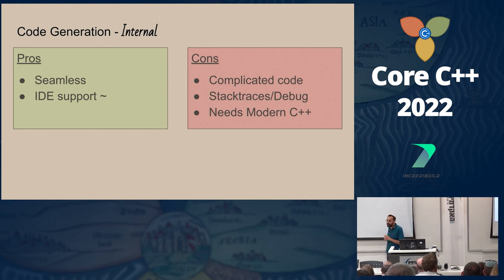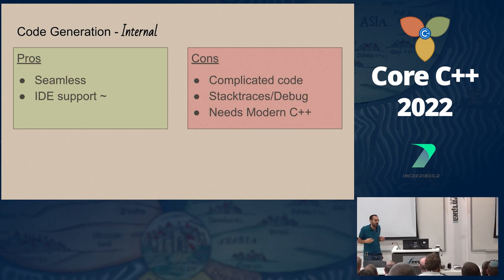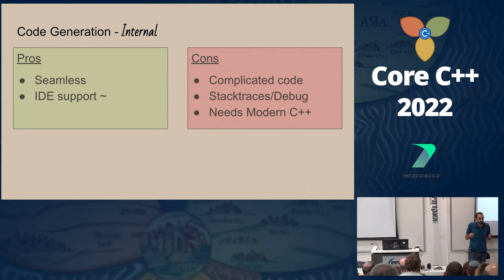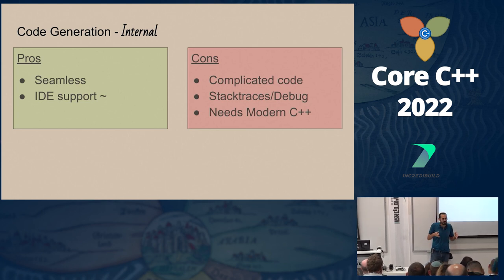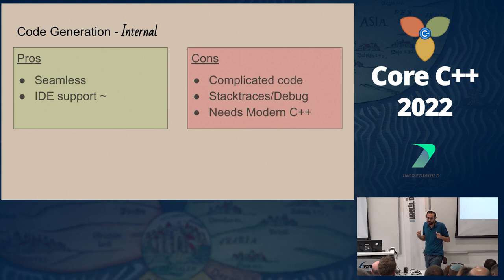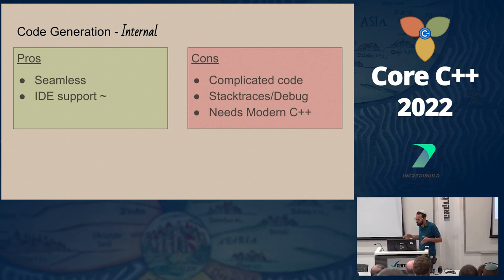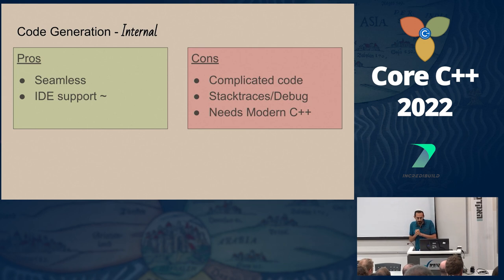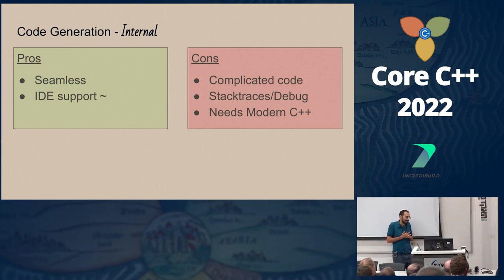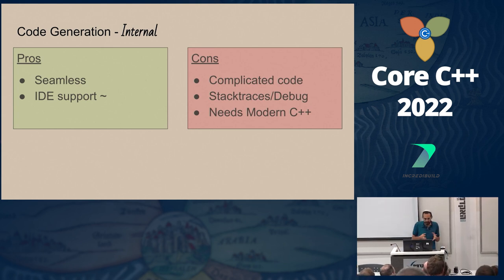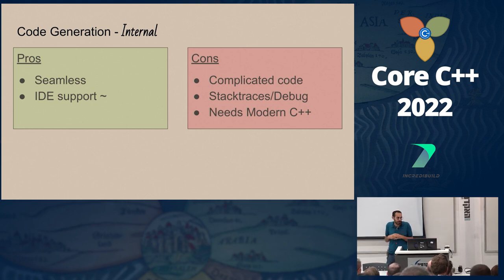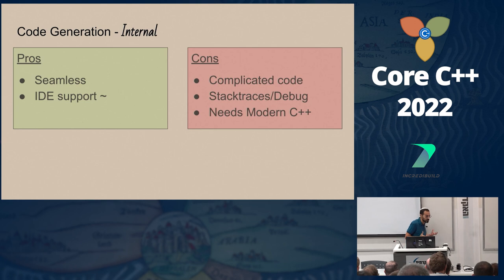But the downsides come after you write the code, when you try to debug it and have problems. You get very, very weird stack traces, which is a true story. We generated code with Clang, and Clang generated a crazy symbol name, and GDB crashed because it couldn't parse the long symbol name with all the templates. So it creates friction. We had to use LLDB, and it's hard to read the stack trace. To generate good code, you need modern C++, so you're not flexible in the C++ version you're using.